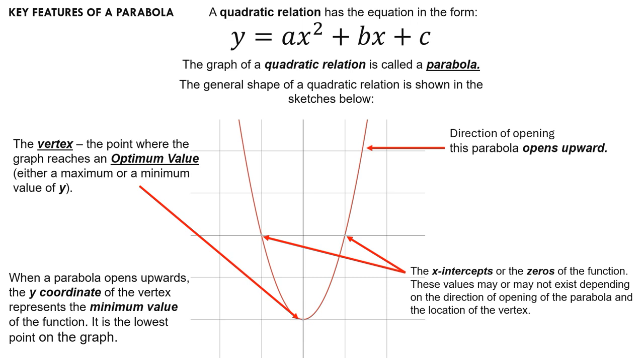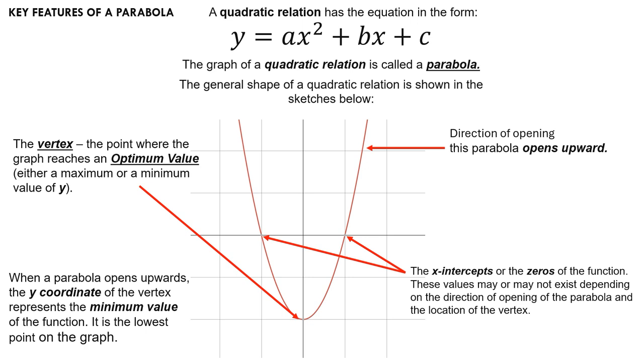Now, when a parabola opens upwards, the y-coordinate of the vertex represents the minimum value of the function. It is the lowest point on the graph. This particular parabola opens upwards, and it opens upwards because the value of a is a positive number. So you might want to consider positive being in the shape of a happy face. Anytime a is positive, the parabola will open up like a happy face.